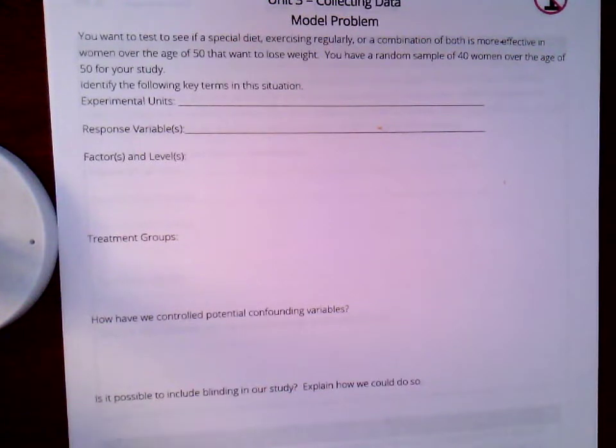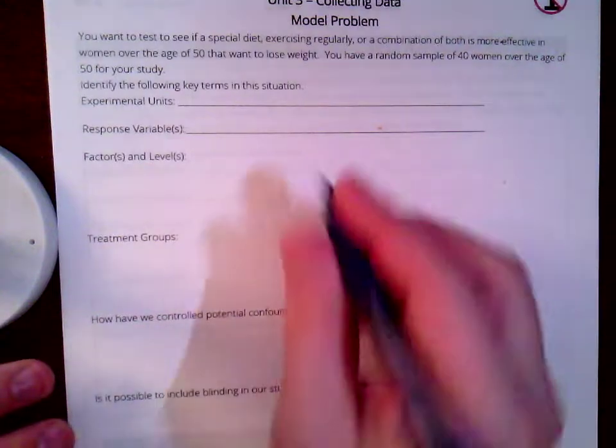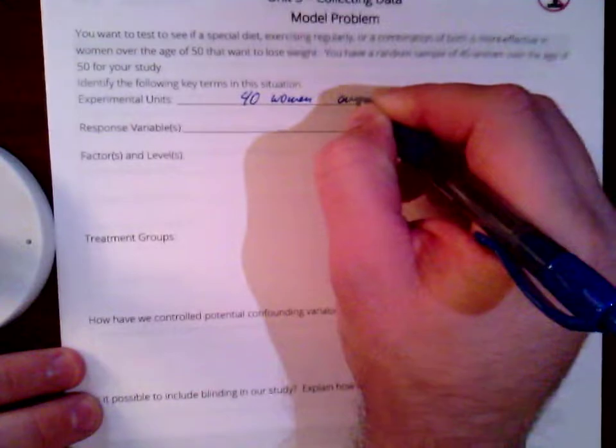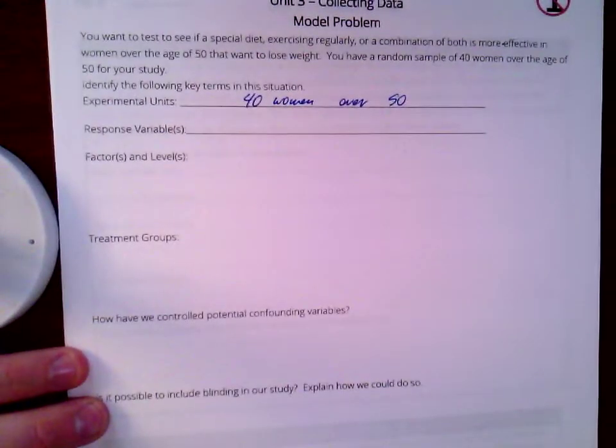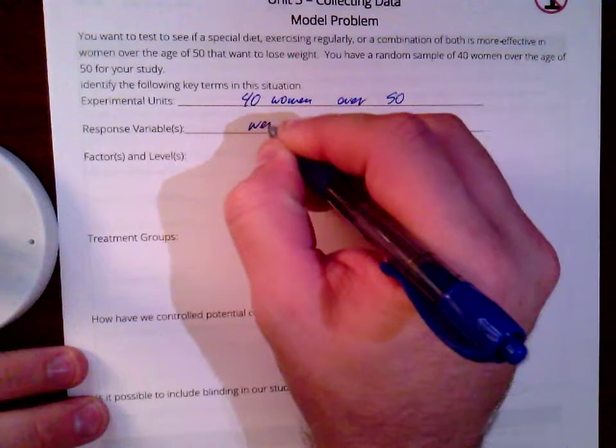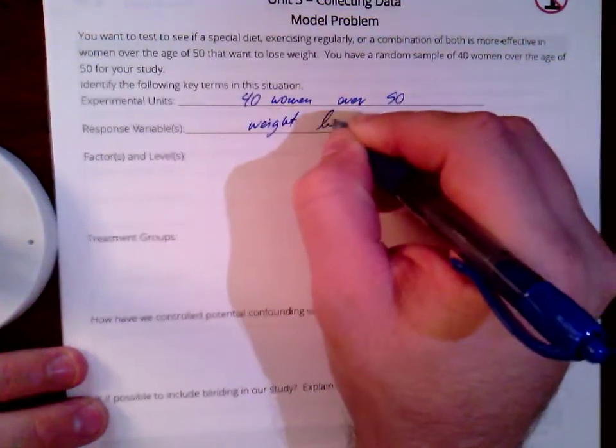All right, so the experimental units, this is like who or what are we trying to study. This is these 40 women over 50. They are the people that I'm trying to study. My response variable, like what am I actually measuring about these women? Well, I'm measuring their weight loss.